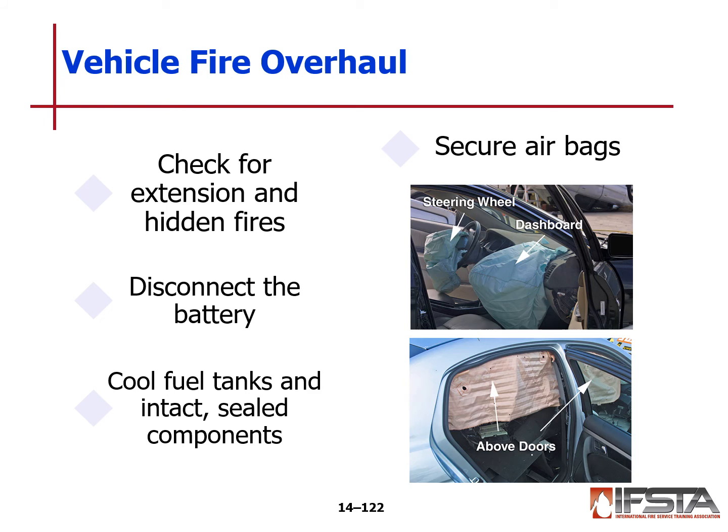Overhauling the vehicle, we do want to check for extension and hidden fires, much in the same way that we do with a structure fire. One of the priority things when we get a hood up and get the engine compartment fire extinguished is to quickly disconnect the battery so we don't have any power issues. And then we want to cool fuel cells and try to keep them intact in any of the sealed components. Secure airbags as well.